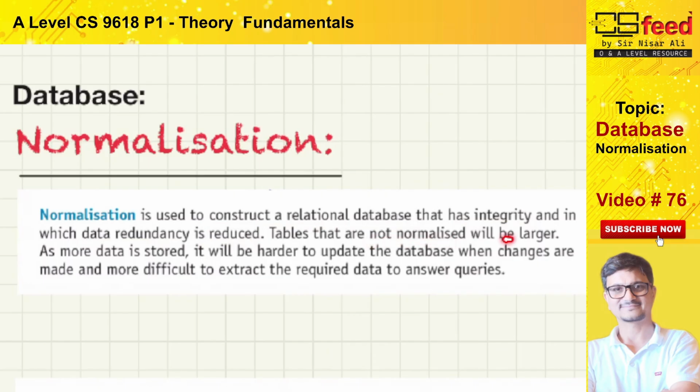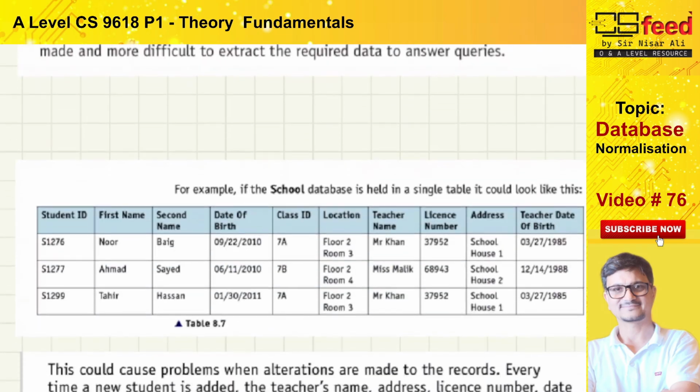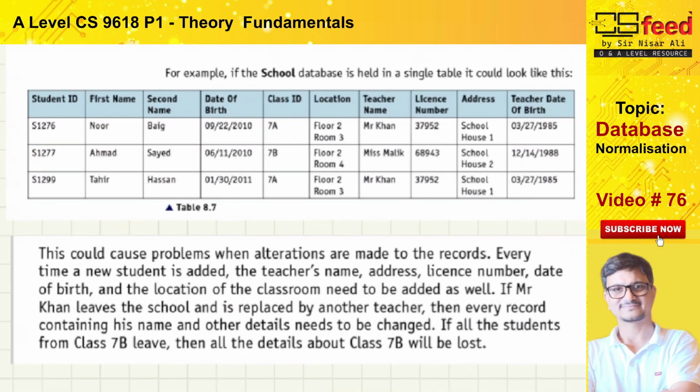Tables that are not normalized will be larger, and as more data is stored, it will be harder to update the database when changes are made, and more difficult to extract the required data to answer queries. So this is one very important activity that is done while creating relational databases. You will see how a relational database becomes very complicated whenever you are adding something new, updating, or making any changes. So the process of normalization makes sure that the database becomes a relational database in the true sense. Now let's have a look at this table.